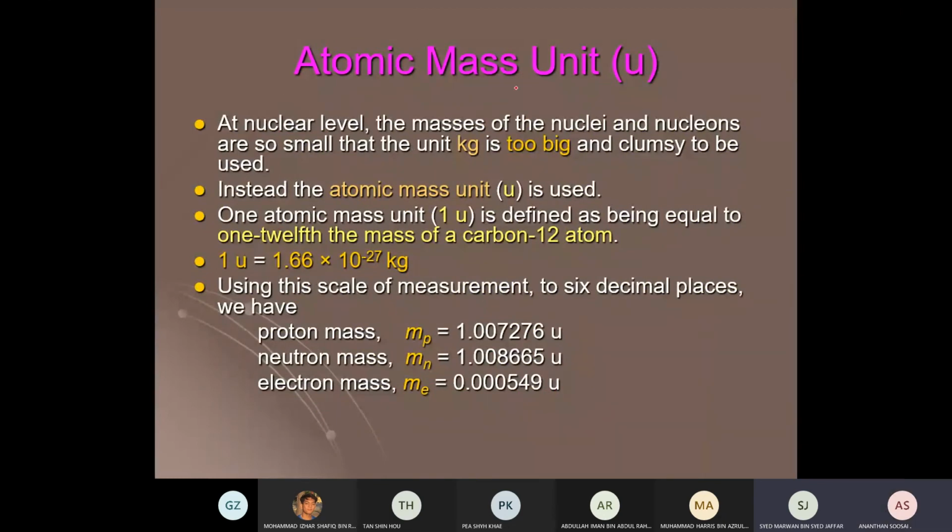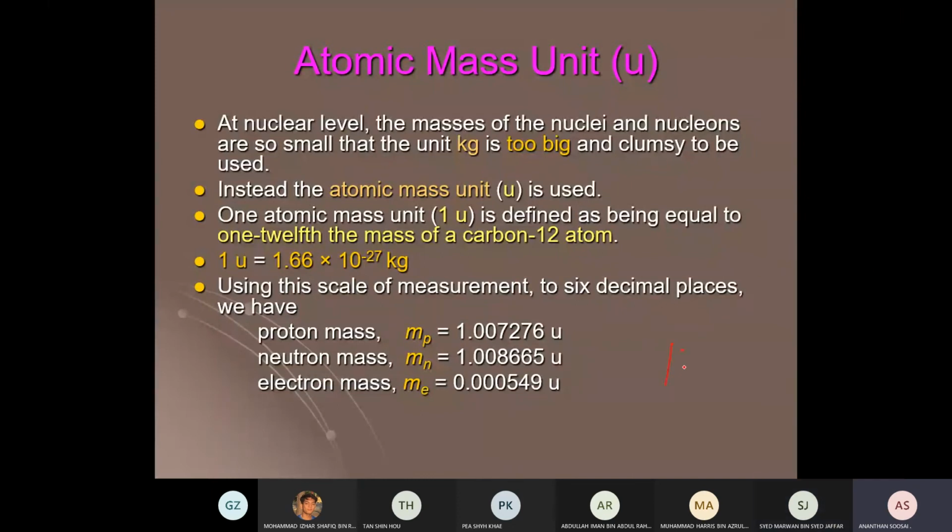So you need to understand what is meant by atomic mass unit. In Chemistry, you really learn this, right? What is atomic mass unit? 1U is defined as being equal to 1/12 of the mass of the carbon-12 atom. So recall back, in exam they asked what is meant by atomic mass unit. The atomic mass 1U is equivalent to 1/12 of the mass of a carbon-12 atom. The 1U is equivalent to 1.66 times 10 to the power negative 27 kilogram.